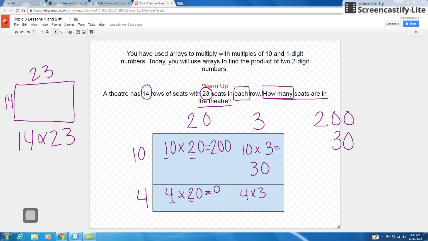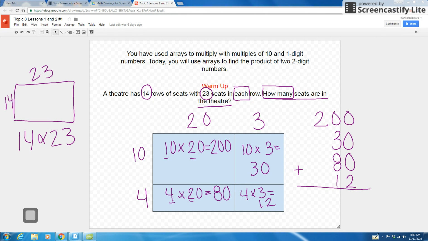4 times 2 is 8. Bring over our 0, is 80. And 4 times 3 is 12. So just like the breaking apart we did when we were multiplying by 1-digit numbers, we only had 2 partial products. This time, since we have 2-digit numbers, we have 4 partial products.